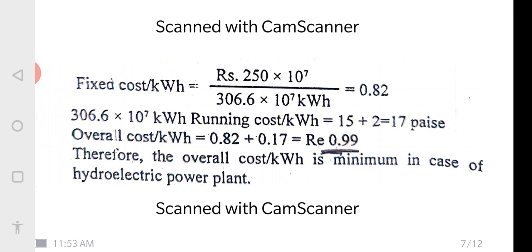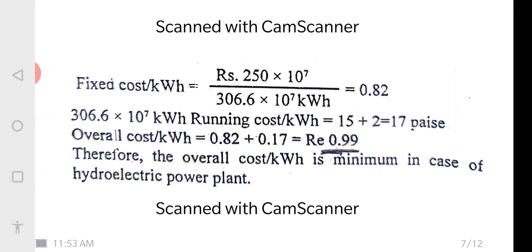Okay. So we have seen that in a nuclear power plant, to generate 1 unit of electricity, the overall cost is 99 paisa, whereas in the hydroelectric power plant, the overall cost per unit generation is only 67 paisa. Therefore, the overall cost per kilowatt hour is minimum in the case of the hydroelectric power plant. So we will try to install a hydroelectric power plant and consume the power and not go for a nuclear power plant, because the cost here we are discussing in terms of economics. So the cost is cheaper, so we go for the hydroelectric power plant.